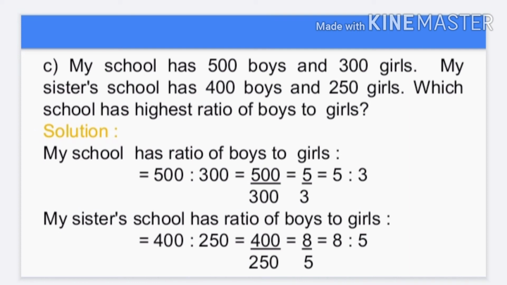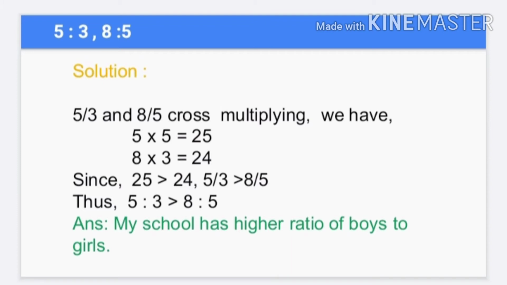Next we have to find which school has highest ratio of boys to girls. 5 by 3 and 8 by 5, cross multiply. 5 5s are 25, 3 8s are 24. Since 25 is greater than 24, so 5 by 3 is greater than 8 by 5. 5 is to 3 is greater than 8 is to 5. Answer: my school has higher ratio of boys to girls. Are you clear, students?